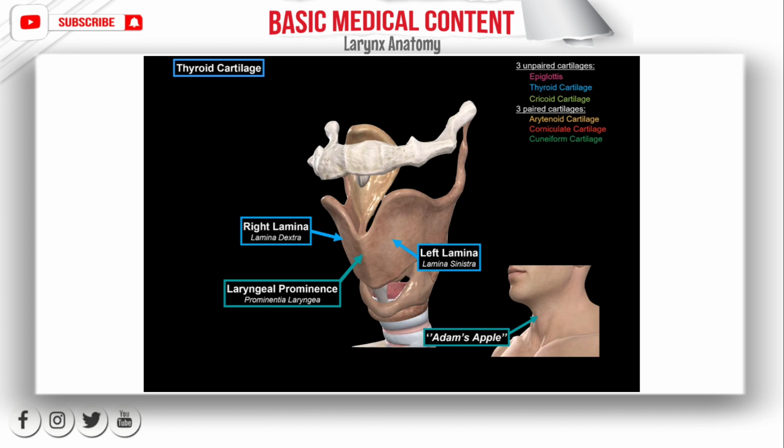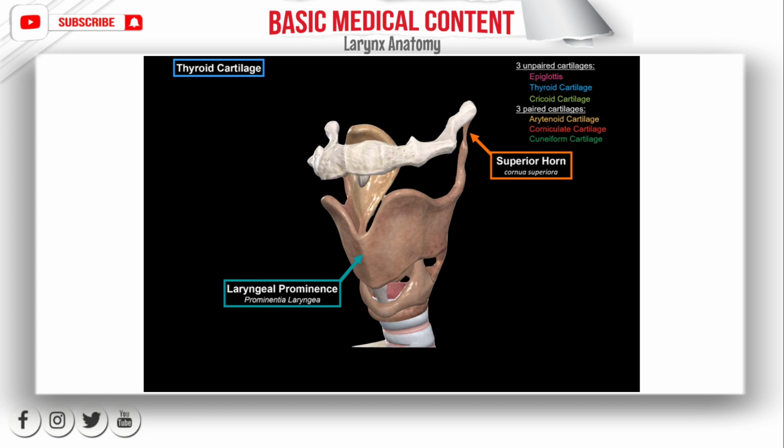You will notice there are 2 processes on the thyroid cartilage as well. There's one going straight up towards the hyoid bone, called the superior horn, and a process going down towards the cricoid cartilage, called the inferior horn. So that's the most important structures of the thyroid cartilage for now. Let's check that one from our list.